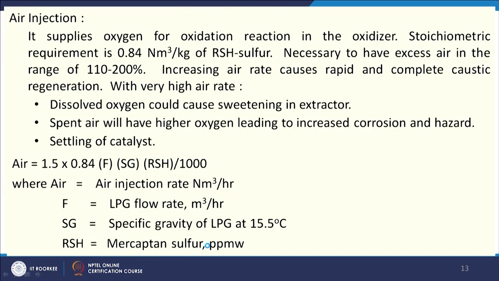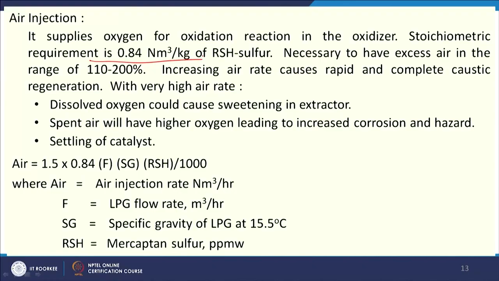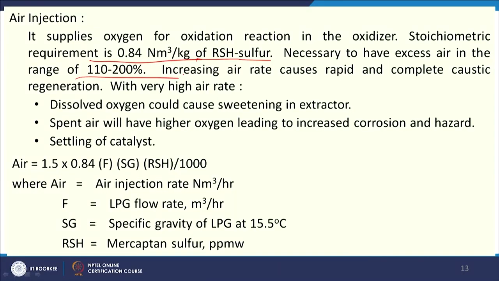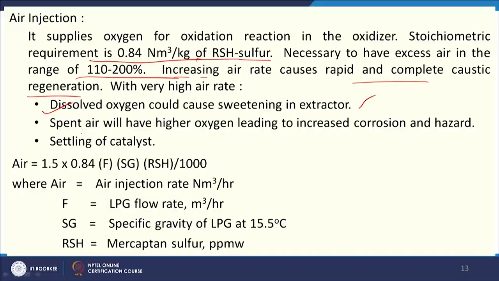Now, in this oxidizer, what will be the air requirement? Obviously, we have to provide excess air over the stoichiometric requirement. The typical value given here is 0.84 normal meter cube per kg of RSH sulphur, which is the stoichiometric requirement, and 100% to 200% excess air is provided. If we increase the air, it causes rapid and complete caustic regeneration. But if the air supply is very high, there are some disadvantages. Dissolved oxygen will be higher, and that can cause sweetening in the extractor, because we are recycling this. The spent air will have higher oxygen, leading to increased corrosion and hazards. So, that is one important drawback of using very high air here, and settling of the catalyst may also take place.